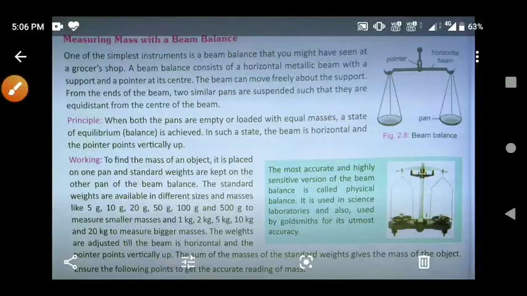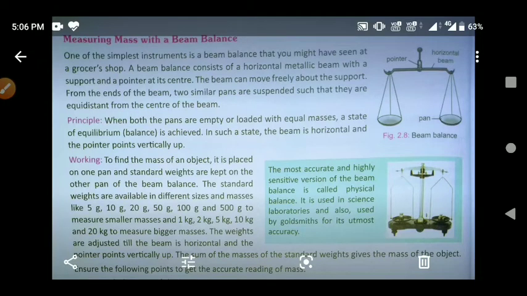Measuring mass with a beam balance. Beam balance is a device by which we can measure the mass of an object. First of all we shall try to understand the definition of the beam balance, and then the principle and working of the beam balance. So we'll see one by one.